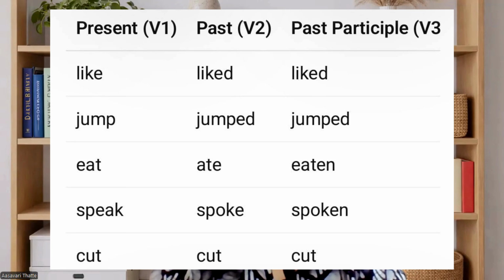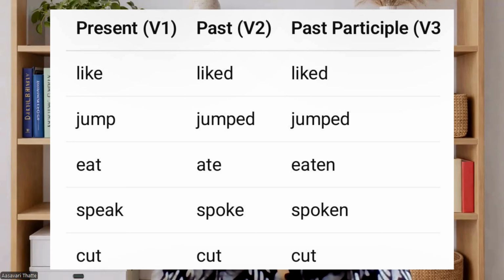Now, what is V2 and V3? The present tense form, that is the original form of the verb, is the first form of the verb. So we will call it V1 for easy understanding. When we are using the past tense form, that's the second form of the verb, that is V2. And the third form, the past participle form, will be referred to as V3. So that will help us in understanding the structure of sentences.